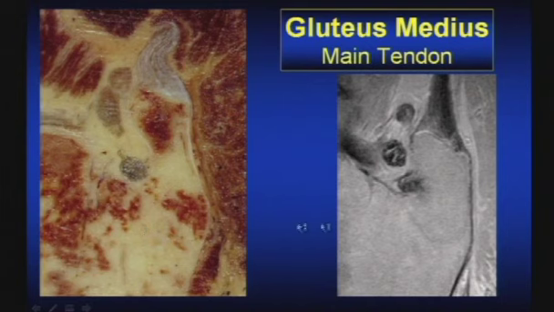Specimen photograph on the left and MR image of that specimen on the right. Here you see the greater trochanter and the excrescence that extends superiorly. This serves as the attachment site for the tendon of the gluteus medius. We can see that as well in the MR image.